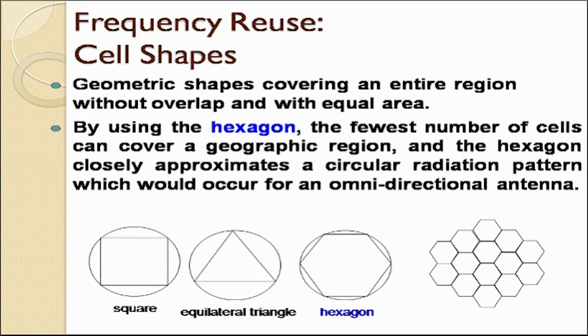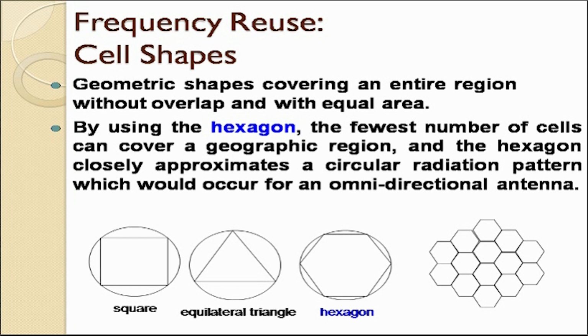Some standard cell shapes. This figure clearly explains the different types of cell shape available in mobile communications: square, equilateral triangle, hexagon. Generally we use the hexagon shape.